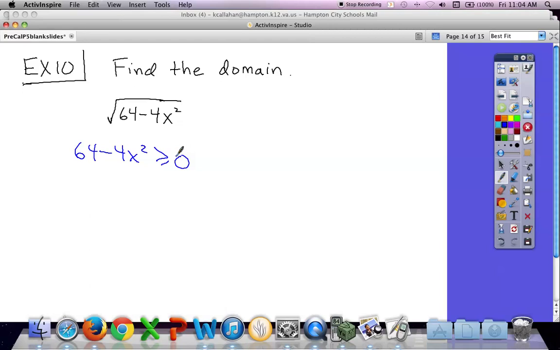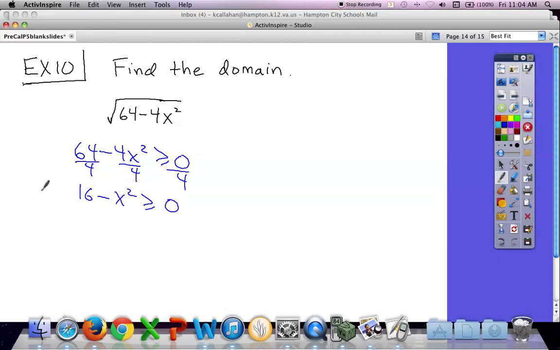So what is the first step? Factor. We need to factor this. Any common factors you see? There's a 4. So definitely what I would do as a first step, let's just divide everything by 4. So now we have 16 minus x squared is greater than or equal to 0.